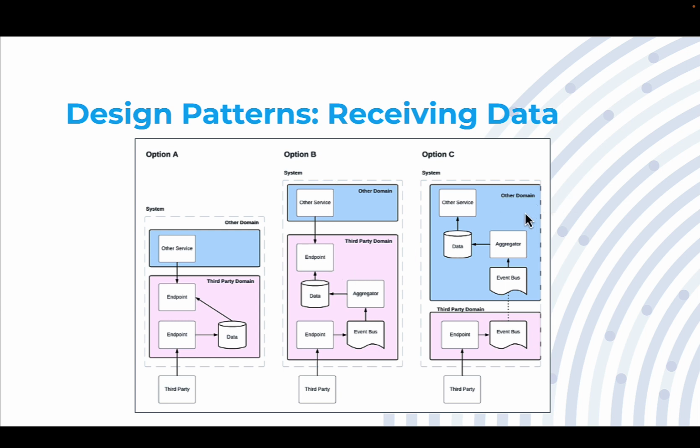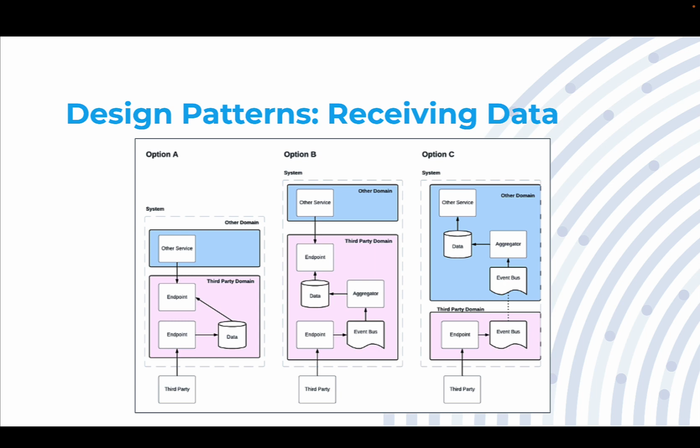The final option is option C, in which consider that if we're dealing with a large amount of data, it may not be really feasible to have to call some other endpoint to get the information. There may be too much data. It could be thousands of records. It's something which you're now going to need to process and move into the other domain itself. So for our third-party domain in this context, when it comes to receiving data, we're still relying on the third party to call our endpoint. We're putting it on the event bus, but that's where our third-party domain ends.